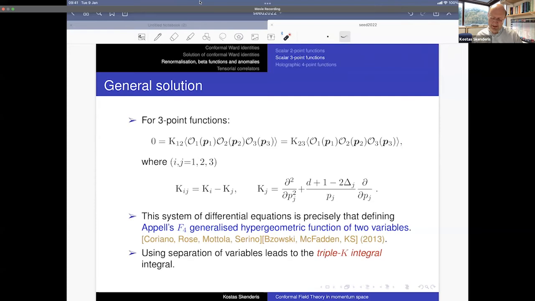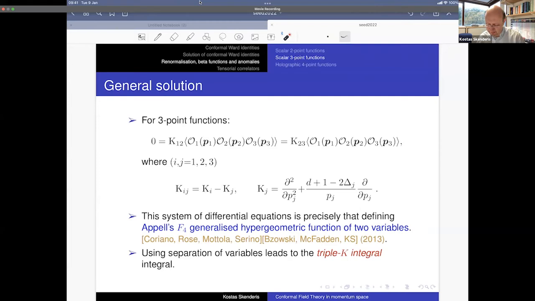If you stare at these equations, they are actually equations in special functions. This system of equations is what defines the so-called Appell F4 generalized hypergeometric function of two variables. Now, this is a useful fact, but these generalized hypergeometric functions are not known well enough for the purposes that we needed. So we had to develop the theory on our own.